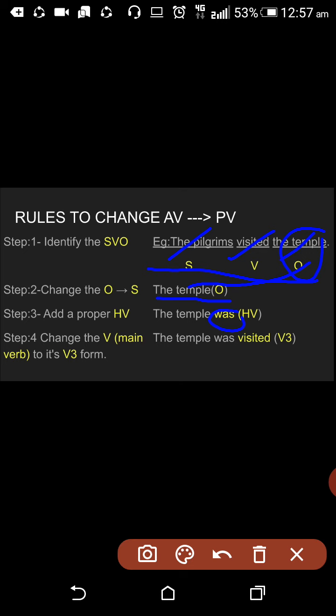I will tell you the reason for this later. Was is the helping verb which is suitable for this sentence, so I have added was here. Then the fourth rule, step 4, is to change the verb into its V3 form, that is, the main verb to its V3 form.